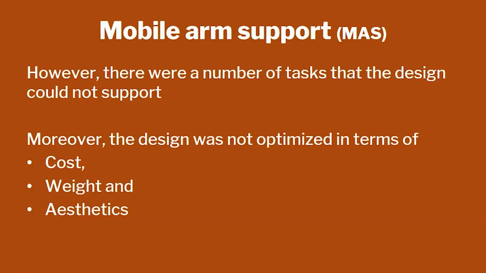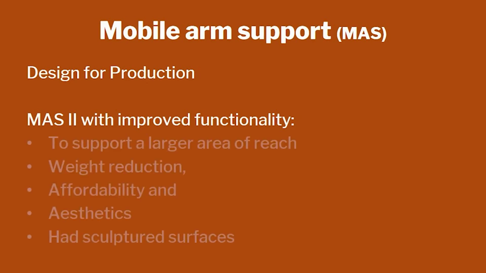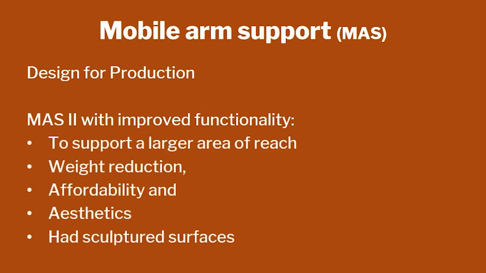So you can use multiple 4-bar mechanisms to give the degree of freedom here. I can use one 4-bar mechanism and connect another 4-bar mechanism with a rotational joint, and then I can keep them parallel to each other. It is not optimized with respect to cost, weight, and aesthetics. Therefore, we went from the pilot into a Mass 2, a second prototype, second design, with improved functionality. It can cover a larger area, and cost and weight are more optimized.